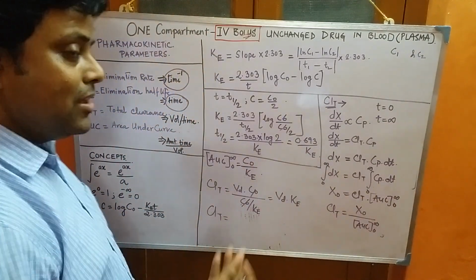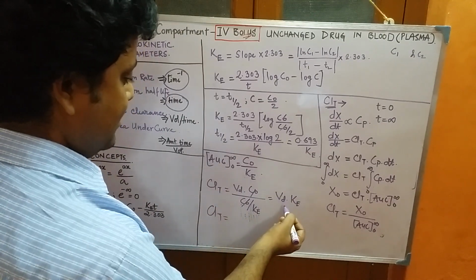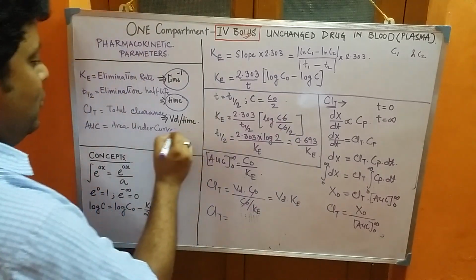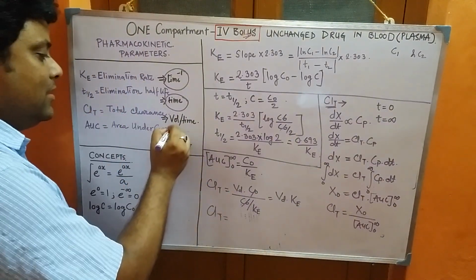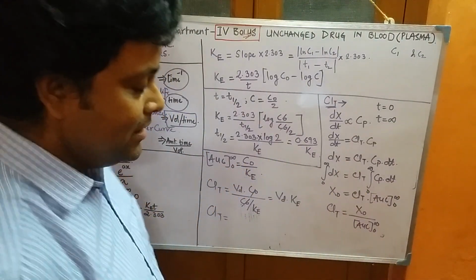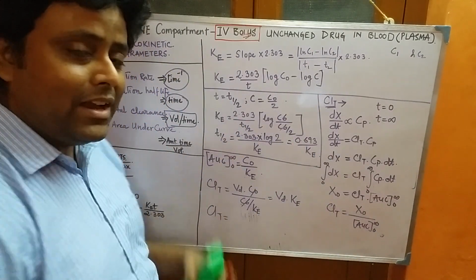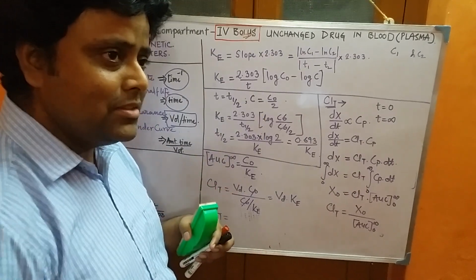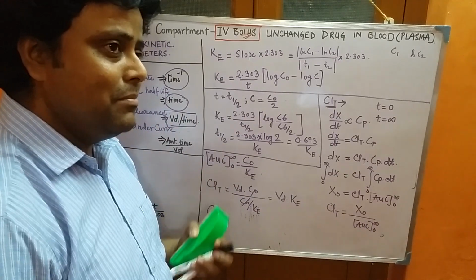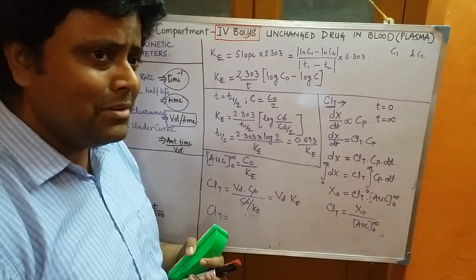So what is the unit of this? Since Vd is the volume and Ke is per unit time, the unit is volume per unit time. As I said previously, I have derived the AUC separately because it is a very lengthy process. It comprises two methods. One is graphical, another one is non-graphical. The graphical method is called the trapezoidal method. The non-graphical method is called the integral method.